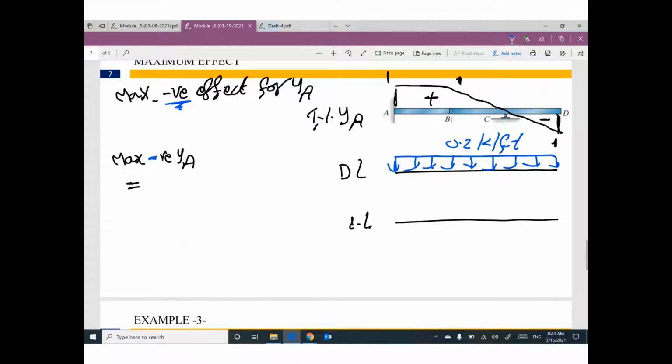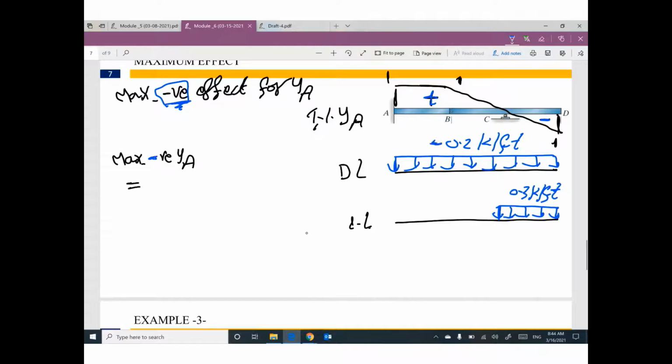For live load, no, we have a choice. What I'm looking for is maximum negative, and your diagram has a positive diagram and a negative diagram. Can you tell me where is the position of live load to get maximum negative? Okay, I will put my live load only under the negative diagram. Only. Okay, what is the value? What is the final value?